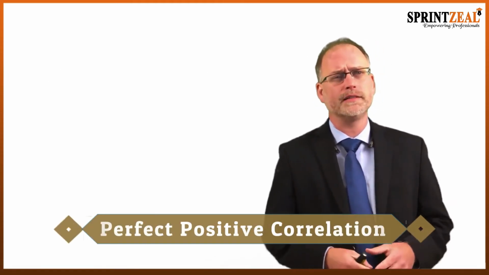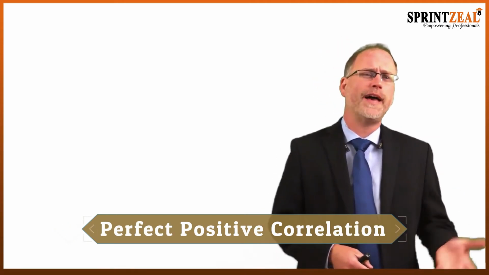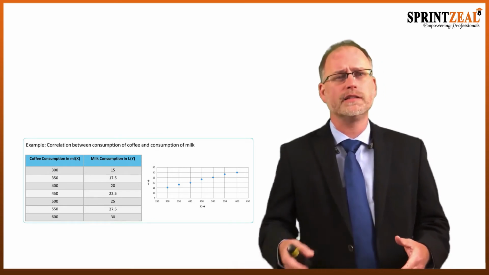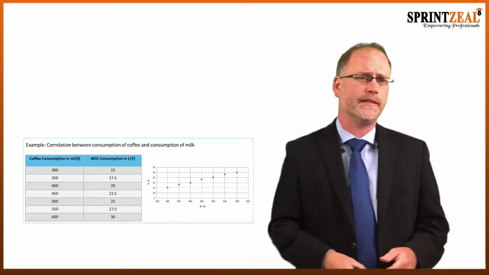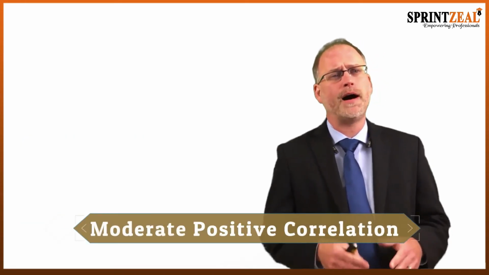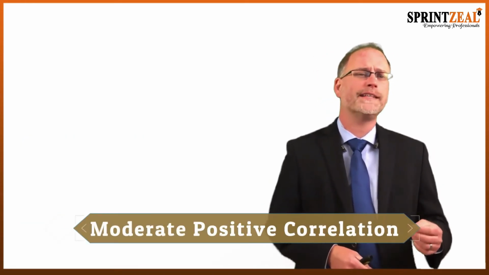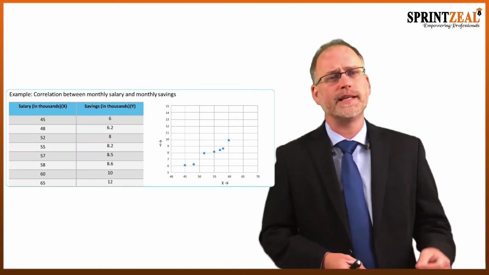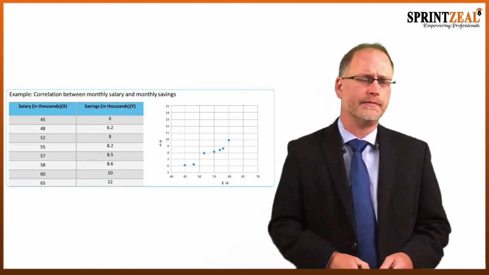Now in perfect positive correlation, as the value of x increases, the value of y also increases. So for example, there is a correlation between consumption of coffee and the consumption of milk, as listed by this example. In a moderate positive correlation, as the value of x increases, the value of y also increases, but not in the same proportion, as listed here with our correlation between monthly salary and monthly savings.